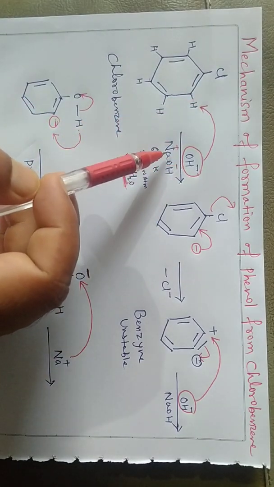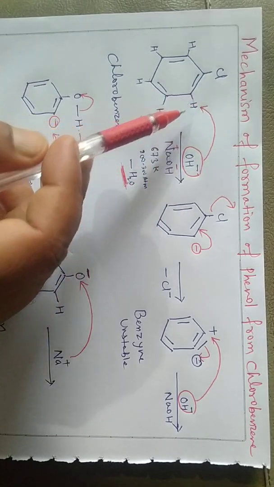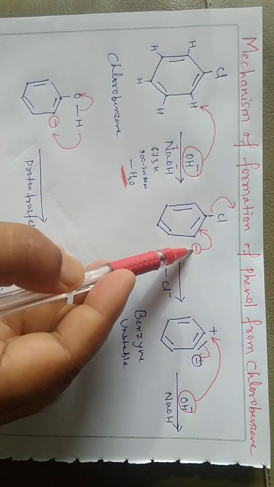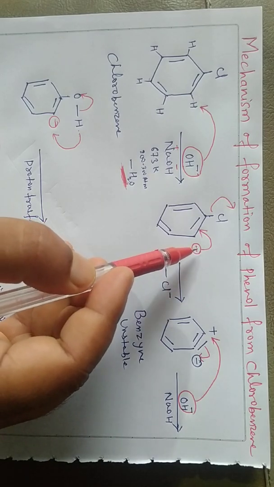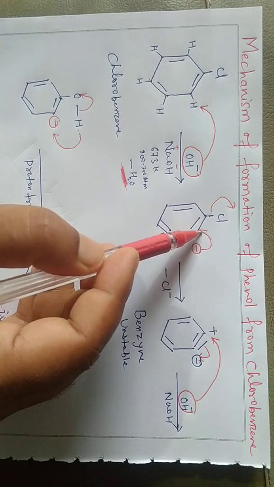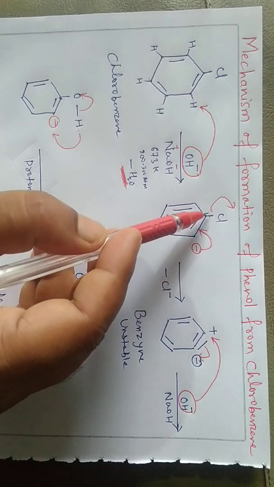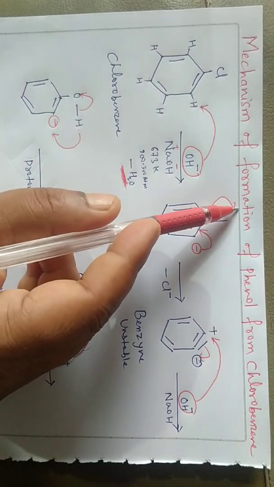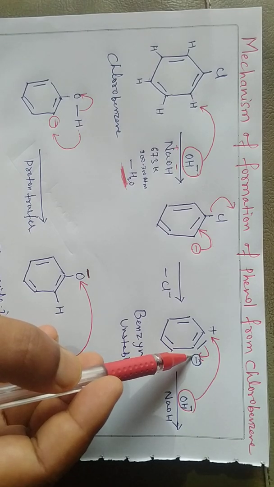Now OH minus of sodium hydroxide will attack this hydrogen and a water molecule is eliminated. Once the water molecule is eliminated, there will be a negative charge here, and this negative charge will go to this position, and chlorine will leave its position. As a result, what will happen? If chlorine leaves this position, then there will be a positive charge and there is a negative charge.